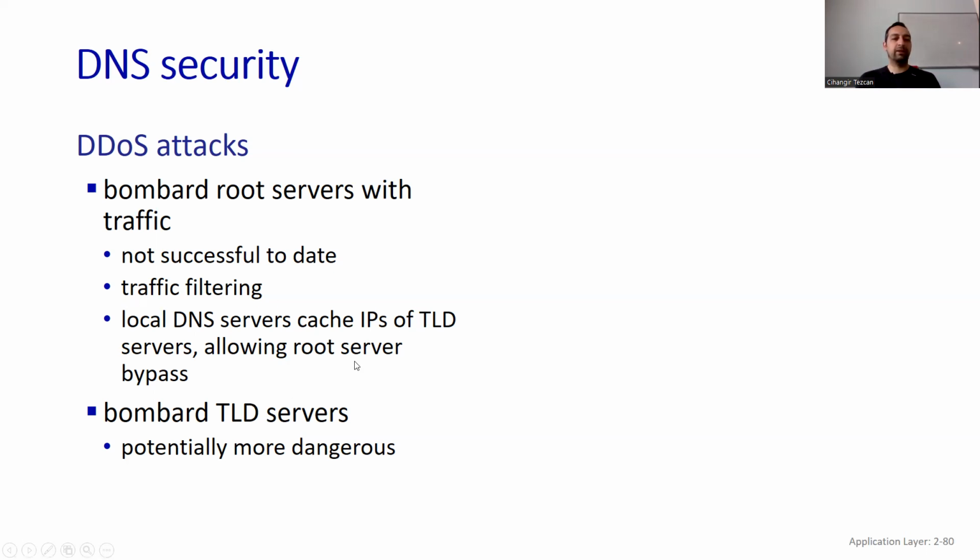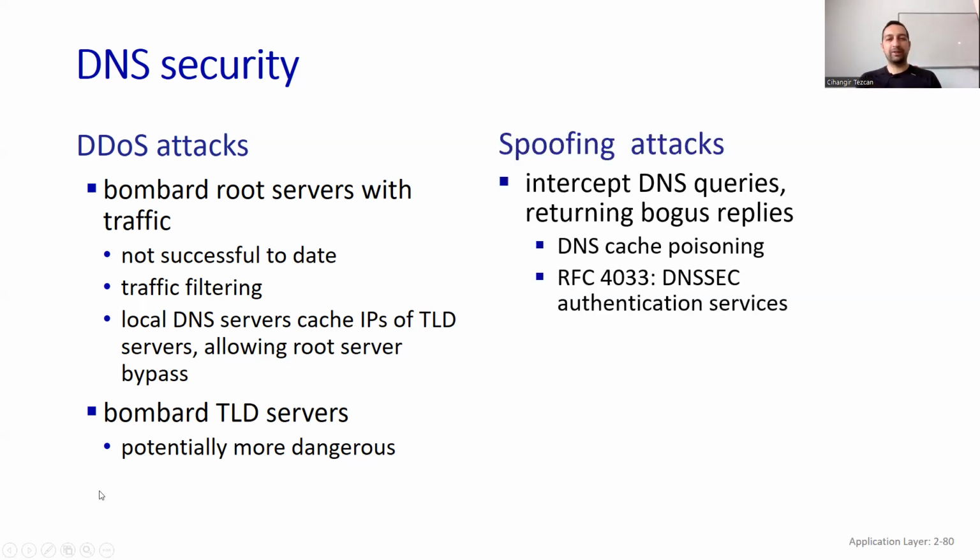Local DNS servers cache IPs of TLD servers, allowing root server bypass. So this is actually why it doesn't work, because most of the time, instead of asking the root to learn the TLD, you already keep the TLD in your cache. So rarely do you actually ask the root server for a record. But this means that you can bombard TLD servers. This is potentially more dangerous. If you attack the root servers and succeed, it would affect a huge part of the world. When you attack the TLD, again it's a huge part, but compared to the root server, not that huge. Okay, so this is an important problem.